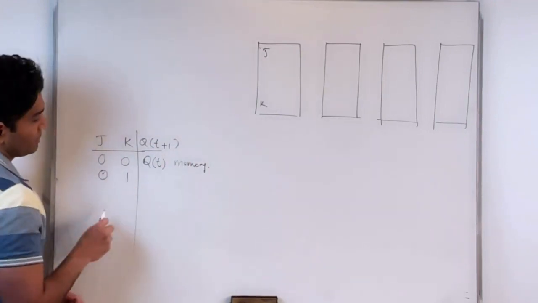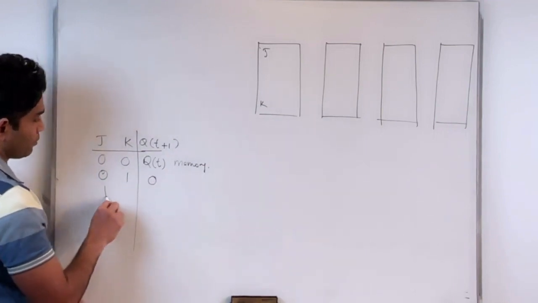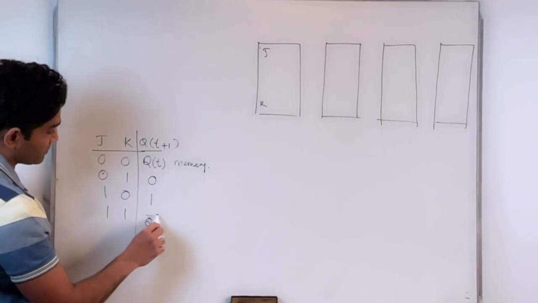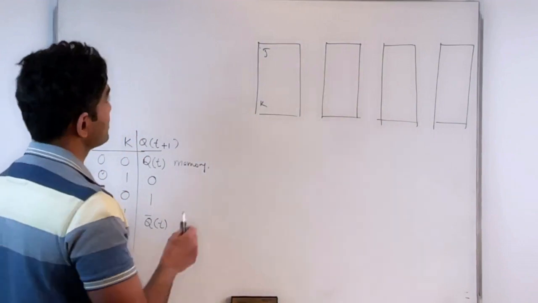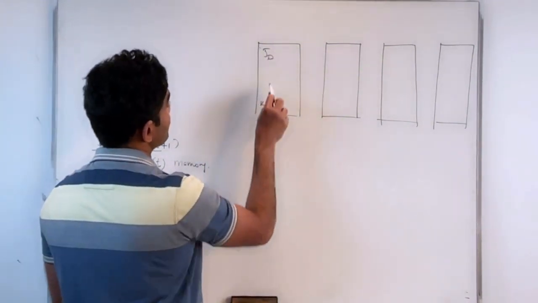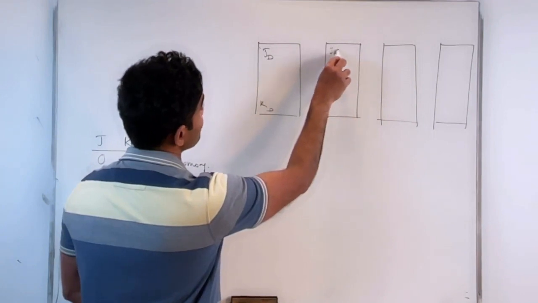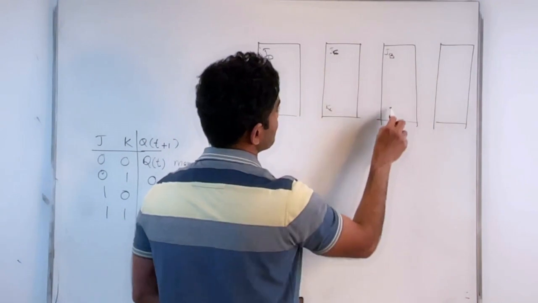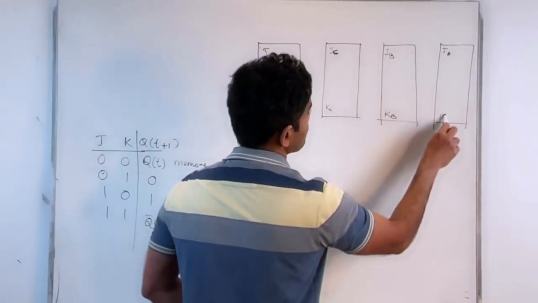0, 1 corresponded to the reset condition. 1, 0 was the set. 1, 1 was the toggle state. And we applied this toggle state in the design of the counter, right? So we call that JD, KD, JC, KC, JB, KB, and JA, KA.